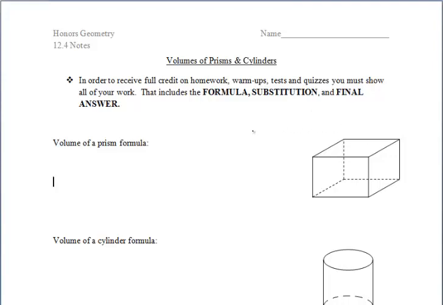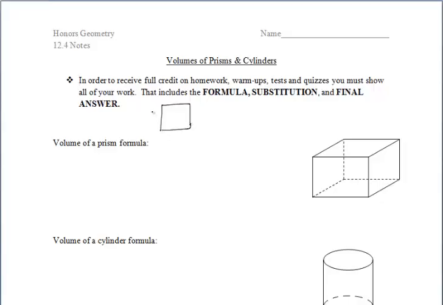In section 12.4, we'll be focusing on finding the volumes of prisms and cylinders. After watching this video, you'll be able to find the volume of a right rectangular prism, find the volumes of other types of prisms, find the volumes of cylinders, and use the area of a prism's or cylinder's cross-section to find the solid's volume.